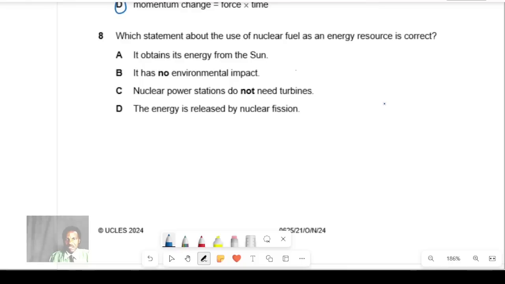Which statement about the use of nuclear fuel as energy resource is correct? Is it obtained from the sun? No. It has no environmental impact? No. It's disastrous. Nuclear power stations do not need turbine? No, they need turbine because you heat up water and the steam is used for turning the generator. So the correct answer here: energy is released by nuclear fission.